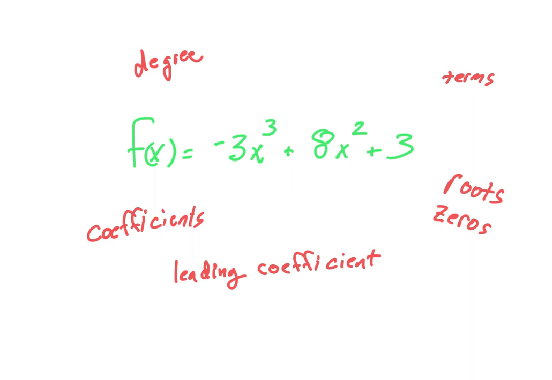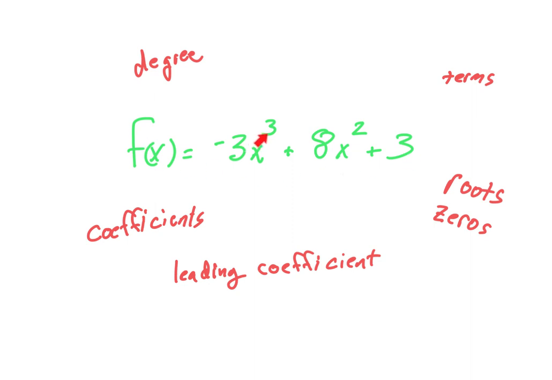And then as we look at this, we're going to talk about all these different things. When we talk about terms, 3 is a term, 8x squared is a term, and negative 3x cubed is a term. I have 3 terms in this one, so this would be called a trinomial. Coefficients are the numbers in front of each term, or the constants. So negative 3 is a coefficient, 8 is a coefficient, 3 is a coefficient. The leading coefficient is negative 3. And again, this is going to determine direction. And then the highest power is my degree of the function. So this would be considered a third degree polynomial.